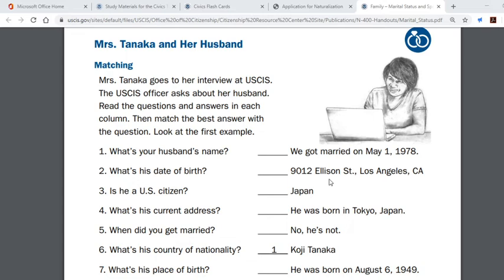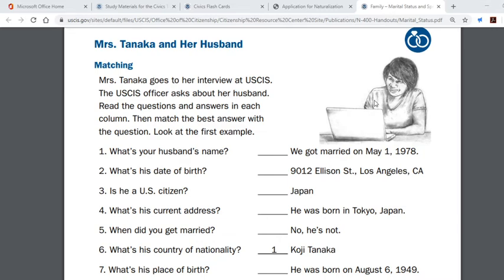Okay, almost ready? Okay, let's go over it. So first, let's read the story. Mrs. Tanaka goes to her interview at USCIS. The USCIS officer asks her about her husband. Read the questions and answers in each column.